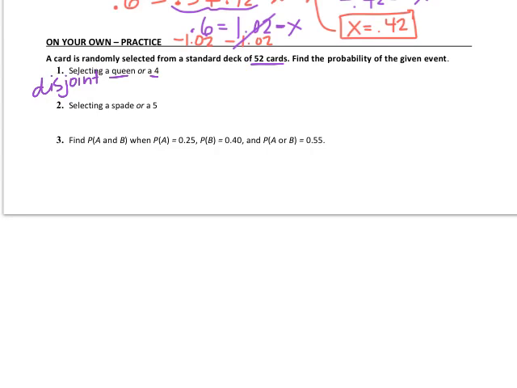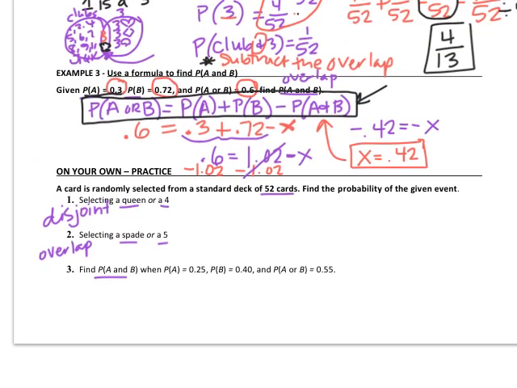Number two, selecting a spade or a 5. Well, just remember, there is one card in the deck of 52 that is a spade and a 5. So you're going to have to subtract the overlap in this particular problem. And for number 3, it says find the overlap when you know what the other things are. So go back to example 3 and find that formula that we were looking at. Okay, so the formula that I'm speaking of is this one here. All right, let's go to the second page, the back side, so that you can look at the other examples in this video.